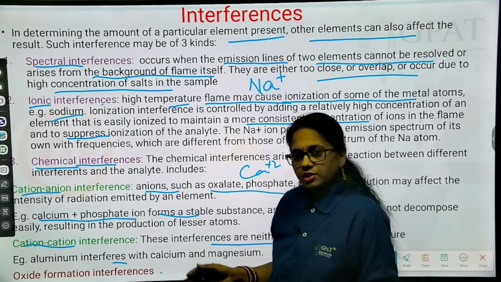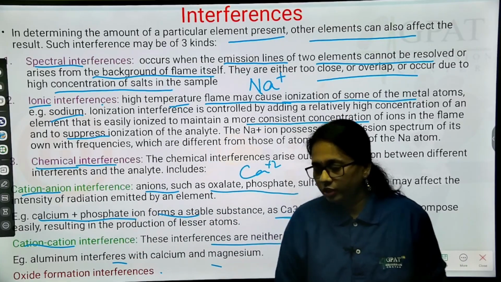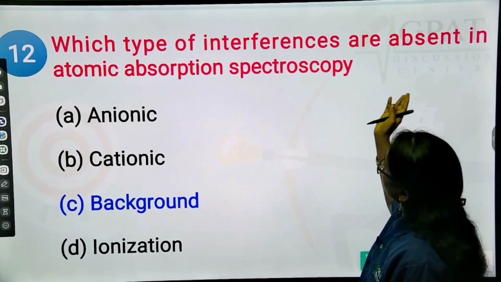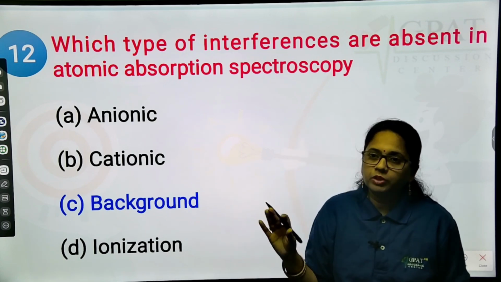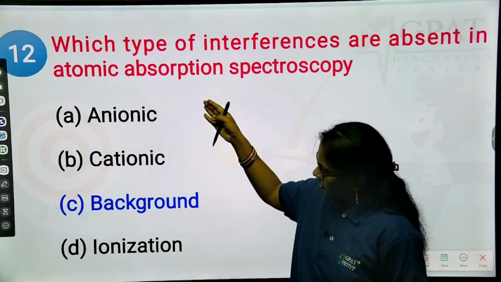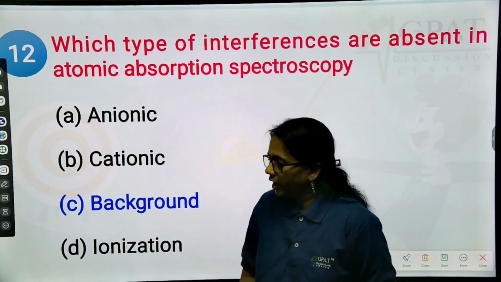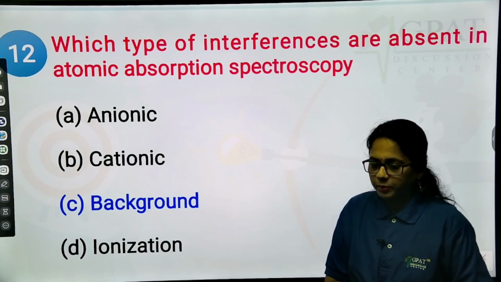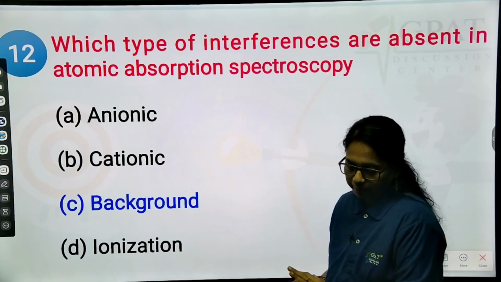So these interferences are going to be present in atomic absorption, but background interference we can correct. That's why, in this question, what cannot be present, that means which is absent, is background interference, because we can correct it. But anionic, cationic and ionization interferences are going to be present. Sometimes, if background interferences are present, we can also eliminate them, right?